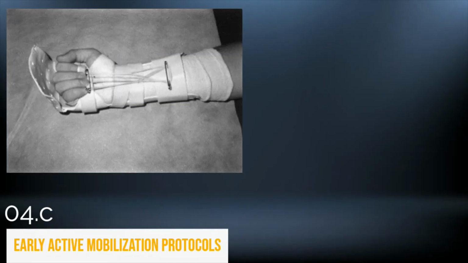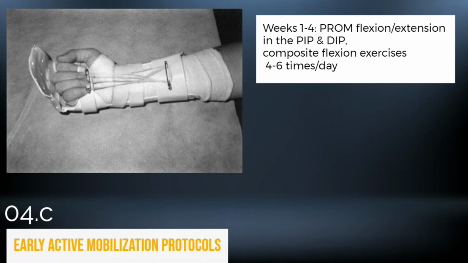Progression through early active range of motion protocols may depend on the type of orthotic used. During weeks 1 to 4, passive range of motion exercises of flexion and extension in the PIP and DIP joints, as well as composite flexion exercises, should be completed every waking hour or 4 to 6 times a day. Exercises will be completed within the limits of the orthosis.